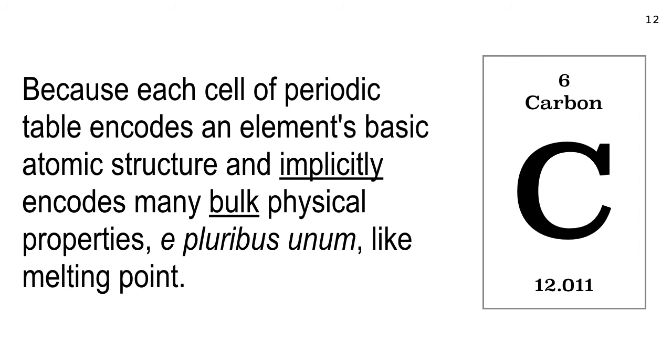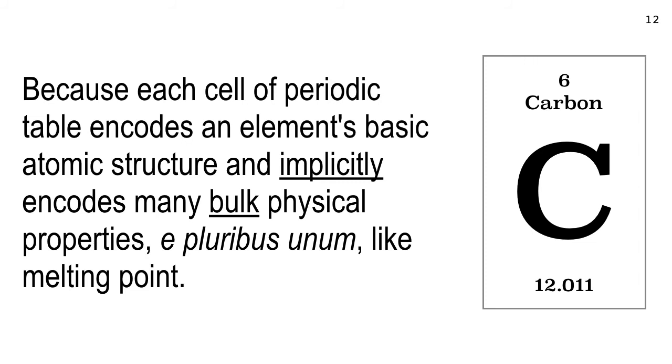So the e pluribus unum concept, or the pattern in the bulk properties, is kind of implied in the fact that we've stacked up the periodic table the way that we have. We stacked it so that you could say this column, this row has certain properties and certain trends.